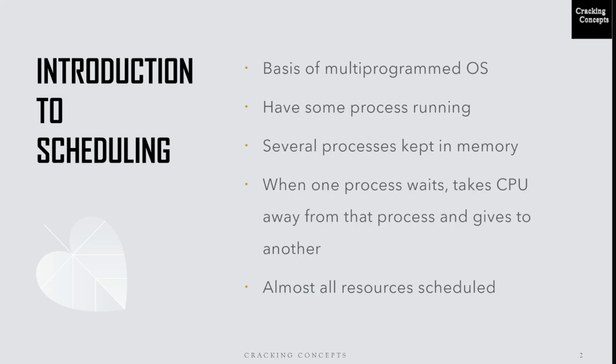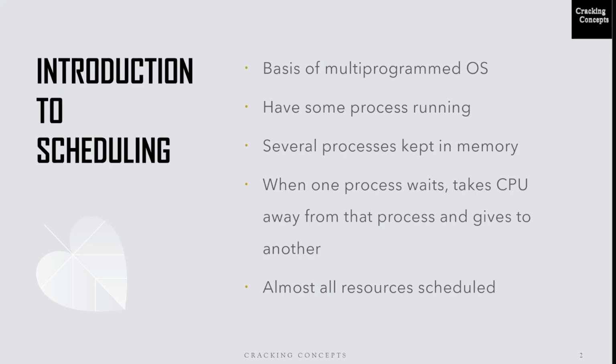Let us see what scheduling is. CPU scheduling is the basis of a multi-programmed operating system. By switching the CPU among processes, the OS can make the computer more productive. The objective of multi-programming is to have some processes running at all times to maximize CPU utilization.